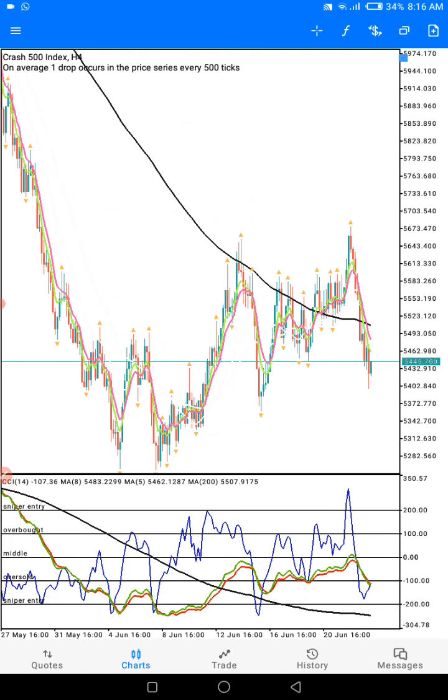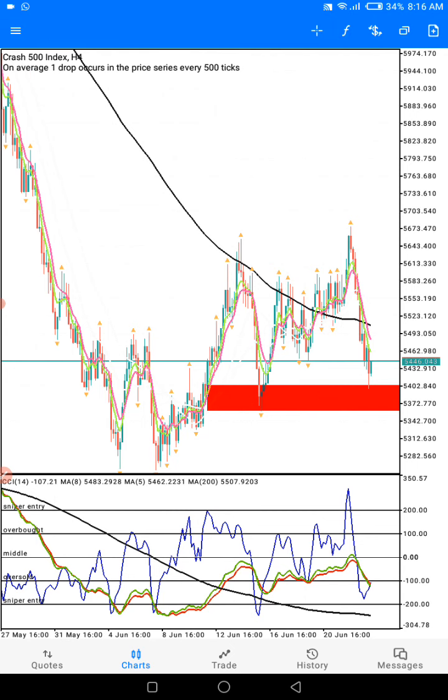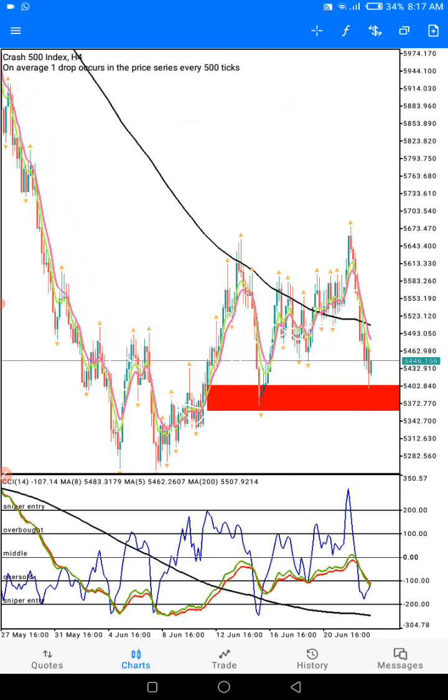This is the current level, this is the current zone. So the market is going to come down. If you look at the pin bar, it is already saying something, giving us a signal there. Let's push this up a bit and see how it's going to play. So this is for Crash 500, and let's look at the lower time frame and see how it's playing down there.